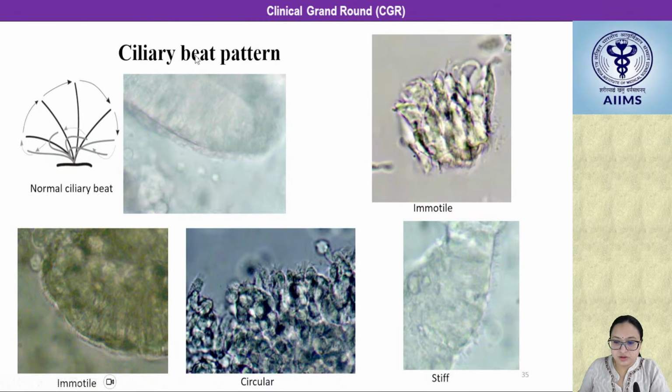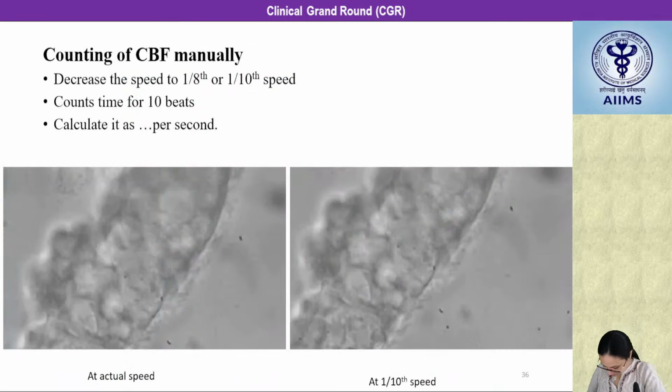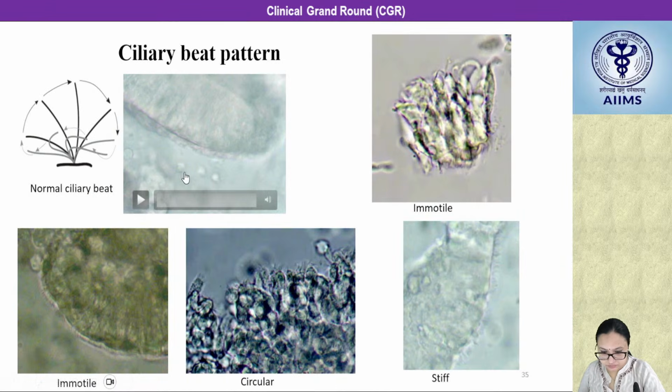So some videos on the normal ciliary beat pattern. The normal ciliary beat pattern consists of a brisk forward stroke followed by a recovery stroke, and there is some terminal bending. So here we can see forward stroke and the recovery stroke, and this is a good edge.